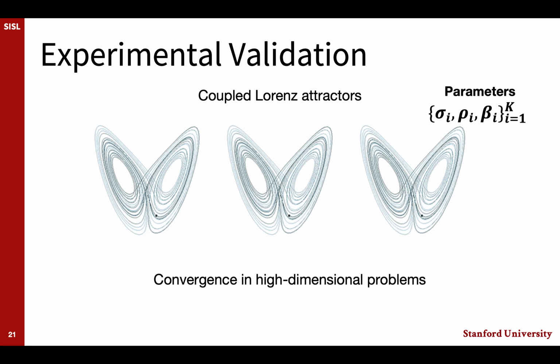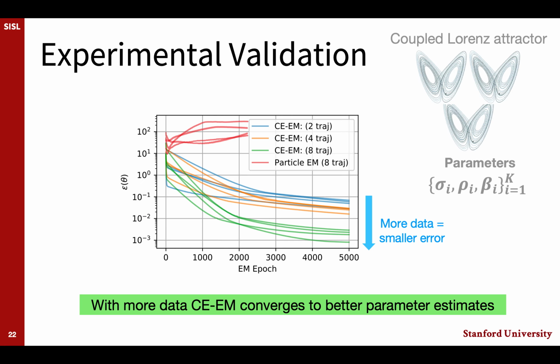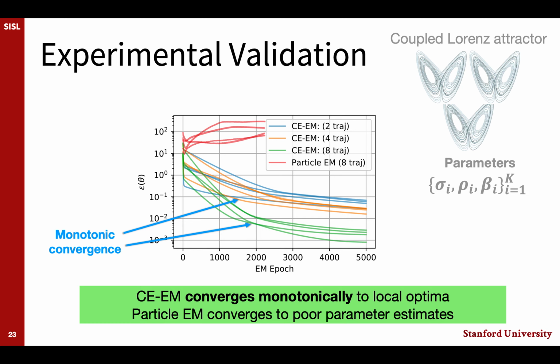Let's see if these results scale to higher dimensional problems. So over here, we couple 6 Lorenz attractors together to get a highly nonlinear but high dimensional system. We find, as one would expect, that as we give our algorithm more data, we converge to better and better solutions. We also find that our approach can monotonically converge to local optima, whereas if we look at particle EM, it actually diverges to solutions that are worse than the initial conditions we provided it.